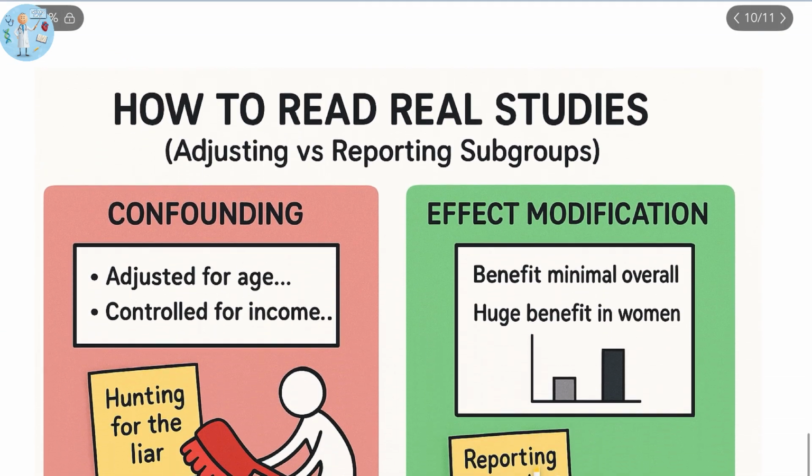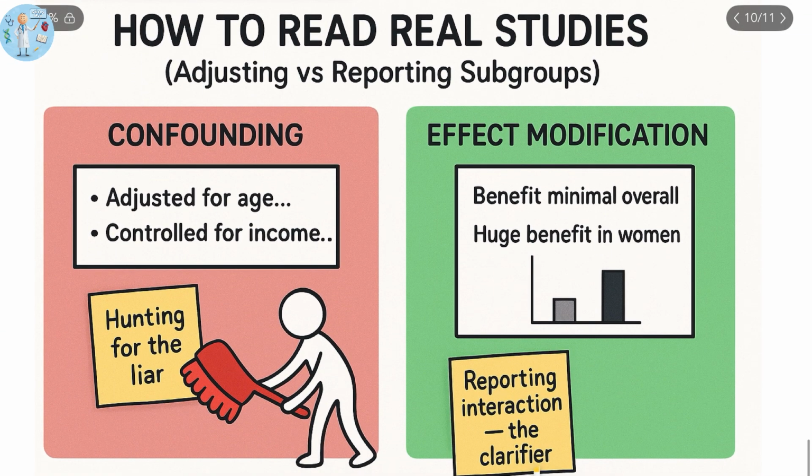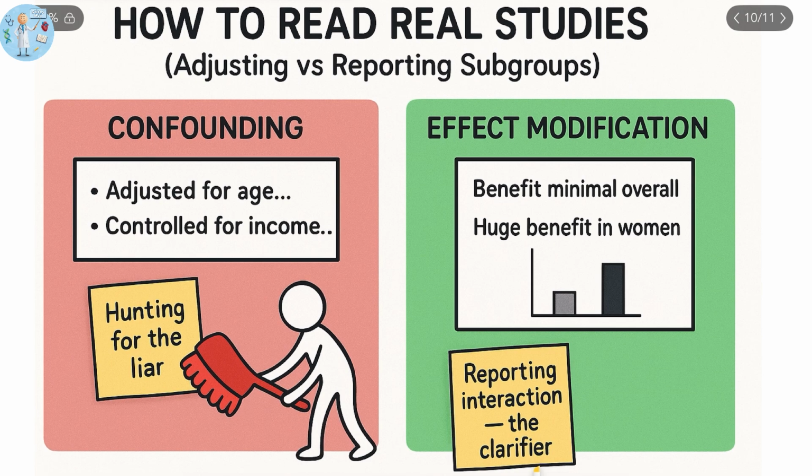So just to summarize here, confounding is the bias you remove with adjustment. Effect modification is the biological fact you describe by reporting the separate risks. Exactly. So for you, listening to this, how does this help when you read a news headline about some study? You're probably not going to be running the numbers. No, but you can look for the language.